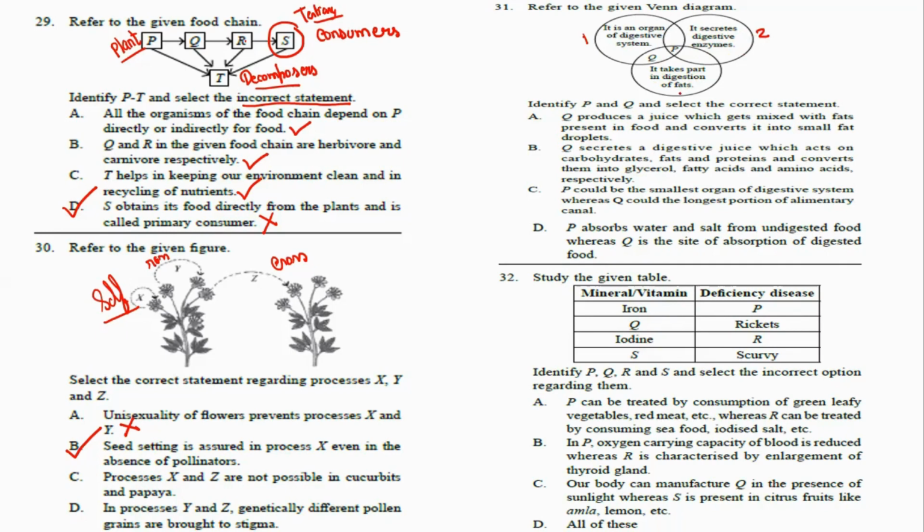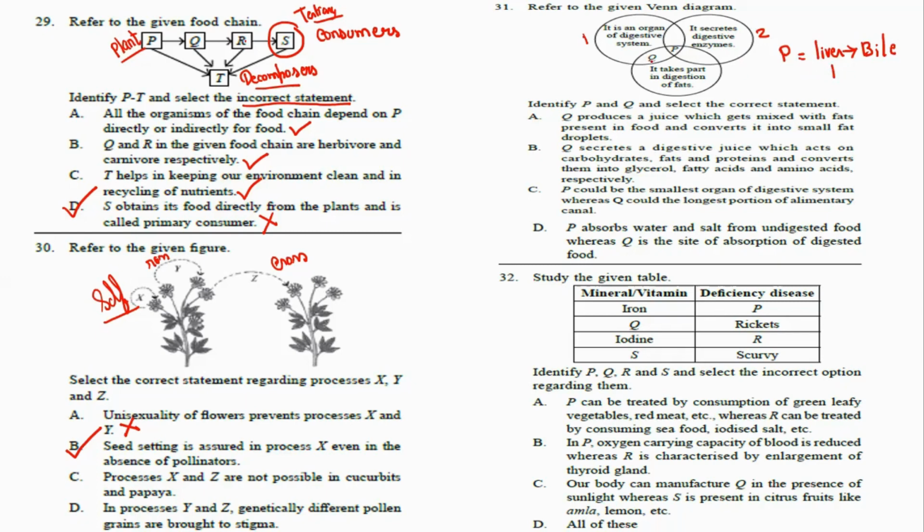Here we can see that P is in between the first circles. P is saying it is an organ of the digestive system, it secretes digestive enzyme, and it takes part in fat digestion. P can be the liver that produces the bile, which is involved in the fat and vitamin digestion.